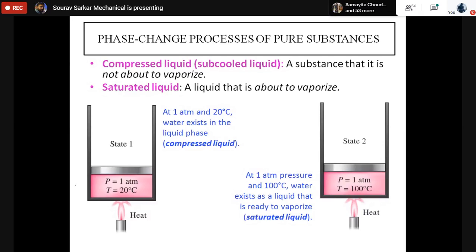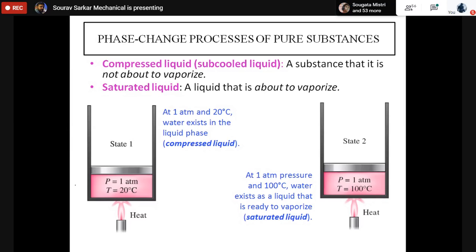But what do you mean by compressed liquid? Compressed liquid means I am talking about a liquid which is far away from a state where it is about to vaporize. This compressed liquid is not going to vaporize right now. Do you agree with me? Because the temperature is 20 degrees and the pressure is 1 atm. So this liquid is not going to vaporize right now. It may vaporize. Let's see when it gets vaporized.